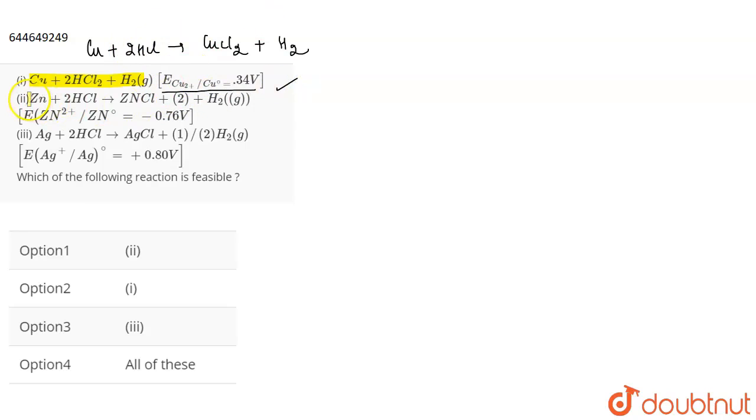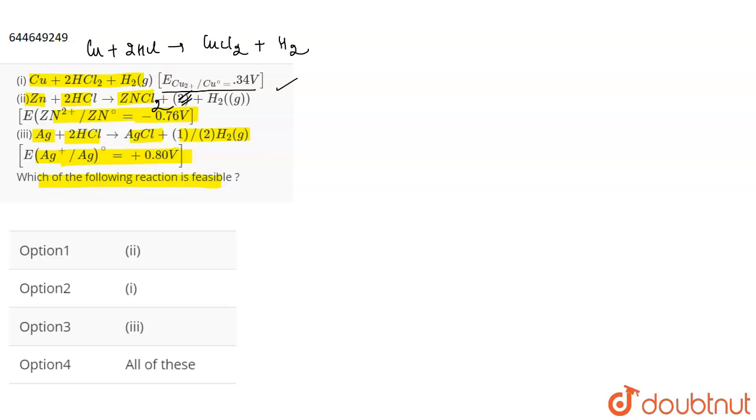The other reaction is Zn plus HCl gives ZnCl2 plus H2, and the E0 value for Zn2+ to Zn is given to you as minus 0.76 volts. Similarly, the other reaction is Ag plus HCl gives AgCl plus half H2, and the reduction potential for Ag+ to Ag is 0.80 volts. You have to tell which of the reactions is feasible.